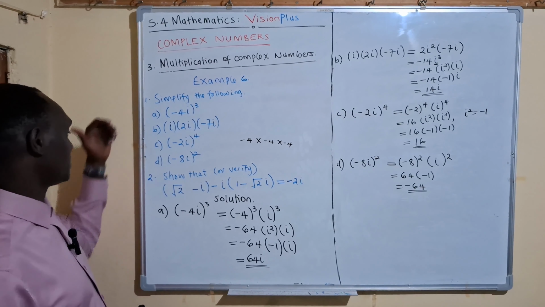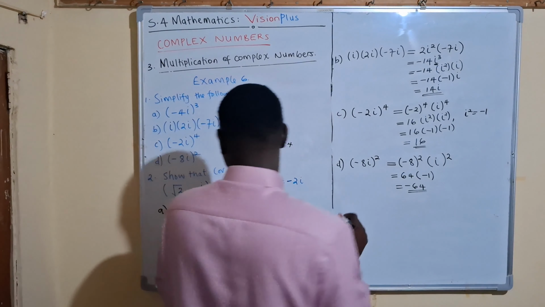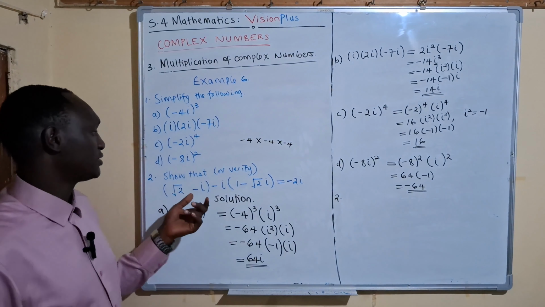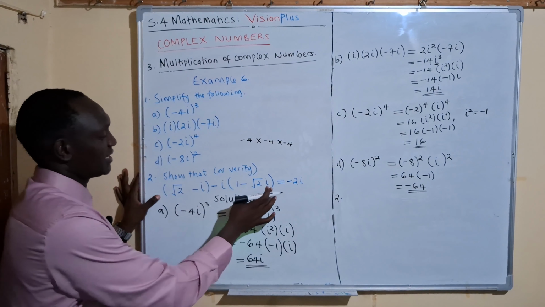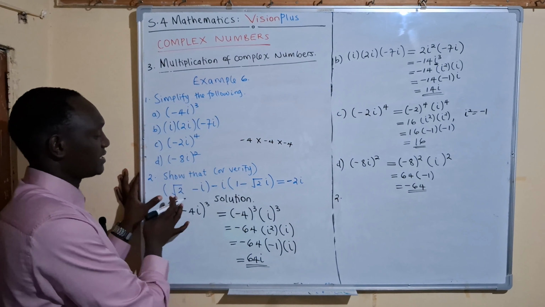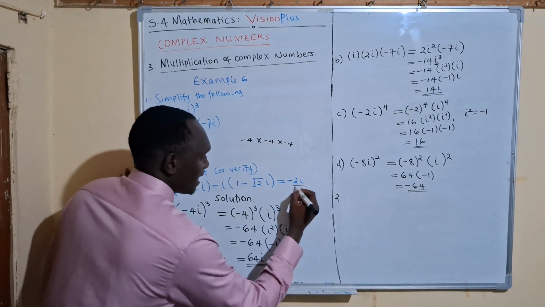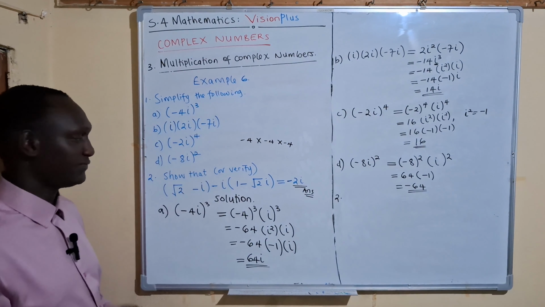Number 1 of example 6. Number 2 is just testing us a little bit. Let's see. It's telling us to show, or verify, that this left hand side equals negative 2i. In other words, this is the answer, but now one has to arrive there.